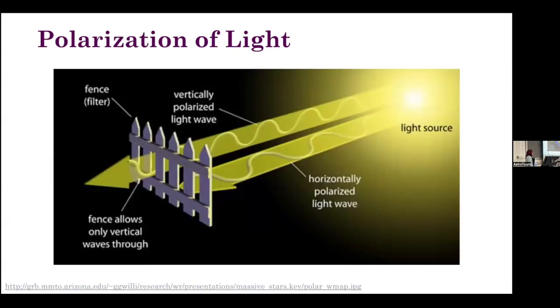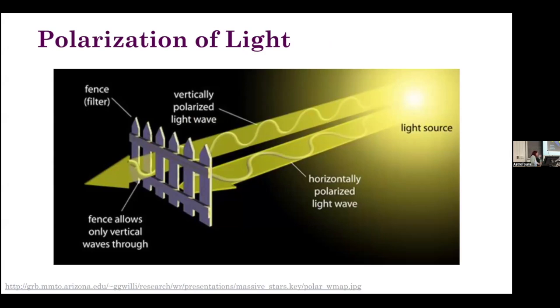So imagine you had some light source that was emitting vertically and horizontally polarized light. And then you have a filter, or in this case, a picket fence with these vertical slits, that's only going to let this vertically polarized light come through.